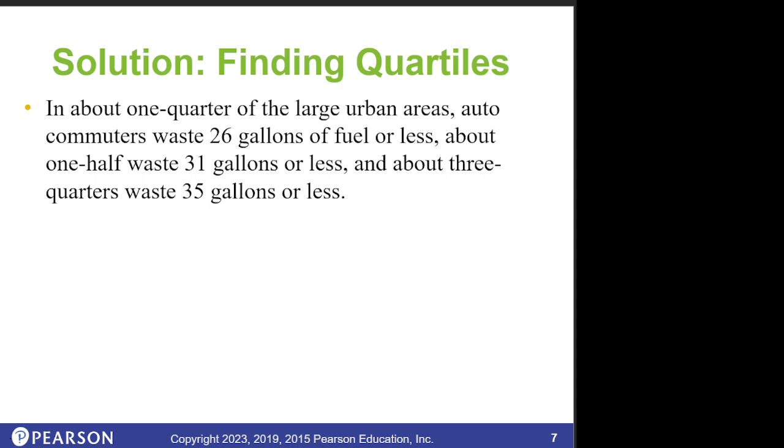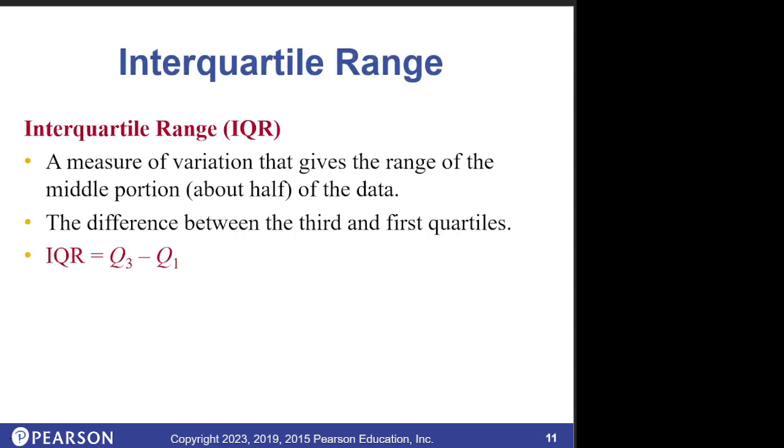Now, what we want to do is put a measure to what quartiles are, and it's called the interquartile range, because 50% of the data is going to be between the third and the first quartile. So it's a way of looking for a clump in the center.